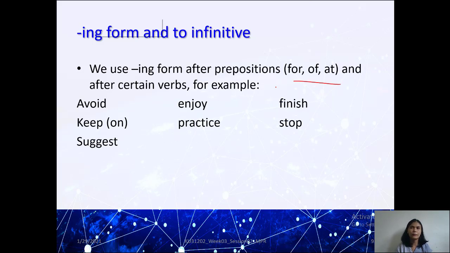So for example, for going, avoid seeing, enjoy walking. All of those words need to be followed by a verb -ing form. So that is the rule for a verb -ing form after these particular prepositions and certain verbs. Now, how about to infinitive?